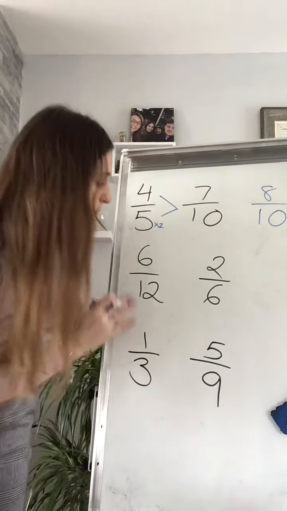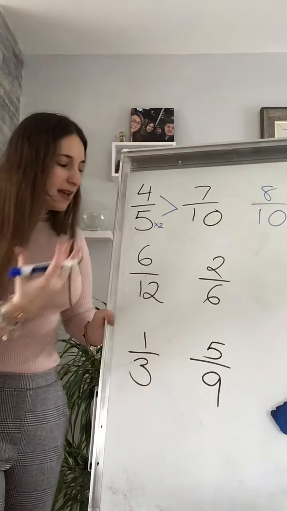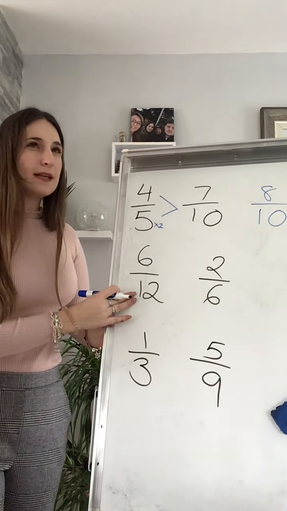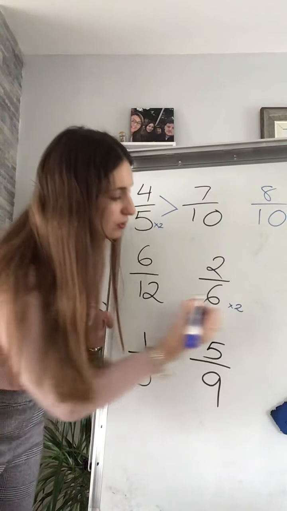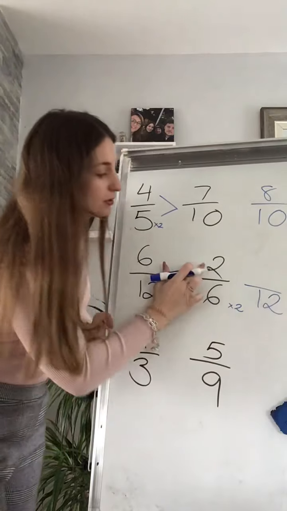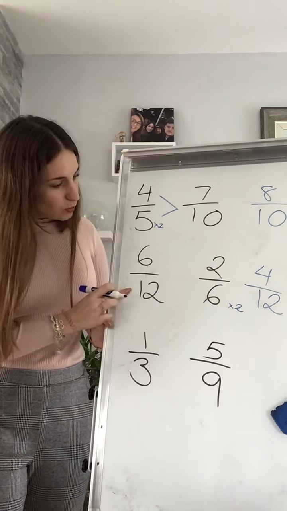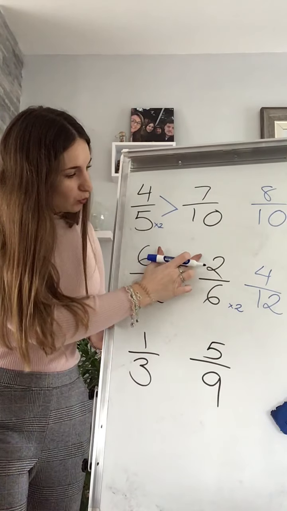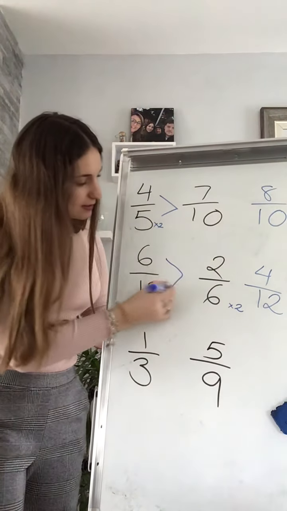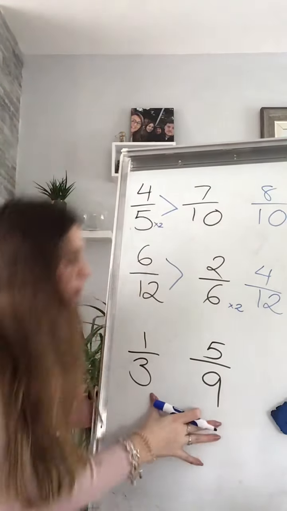Let's go for my second one. 12 and 6. I'm going to be looking at my 6. Can I make 12 out of my 6? I can if I time it by 2, can't I? 6 times 2 is 12. 2 times 2 is 4. Now what you've got in there is 6/12 and 4/12. Well, 6/12 is greater than 2/6.